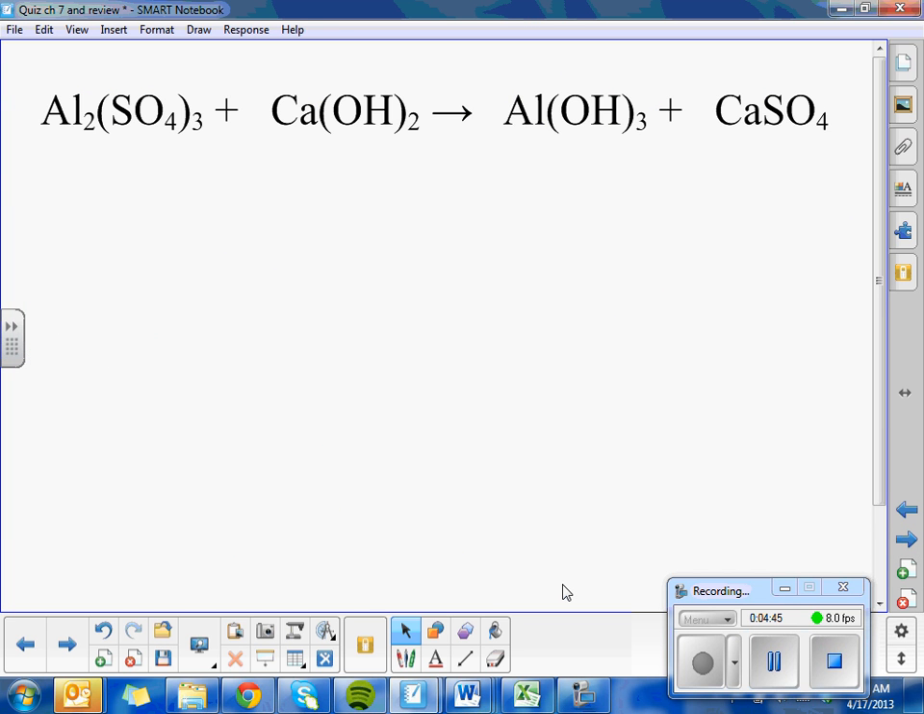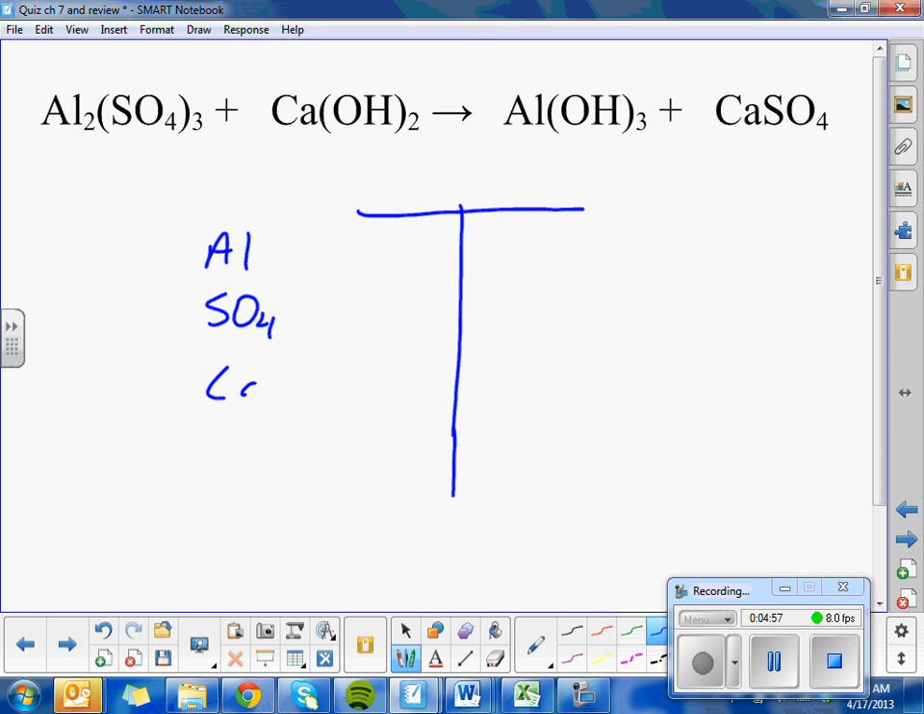Last one we're going to do here, already got it written out, so if it's already written out, all we got to do is make a T-chart and balance it. We've got aluminum, we've got SO4 on both sides, we have calcium, and we do have OH on both sides, hydroxide. We start out and we've got 2 aluminum, left side, right side, 2 aluminum. We have 3 sulfate. We have 1 and we have 2 hydroxide. On the right, we have 1 aluminum. We have 1 sulfate. We have 1 calcium and we have 3 hydroxide.